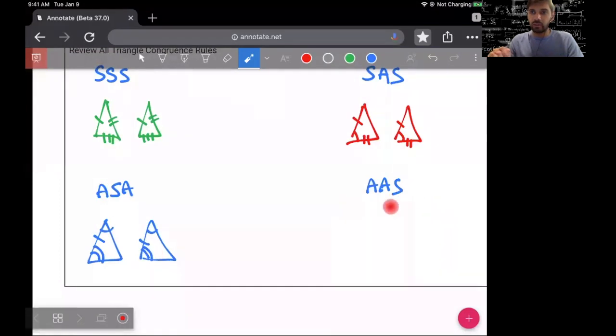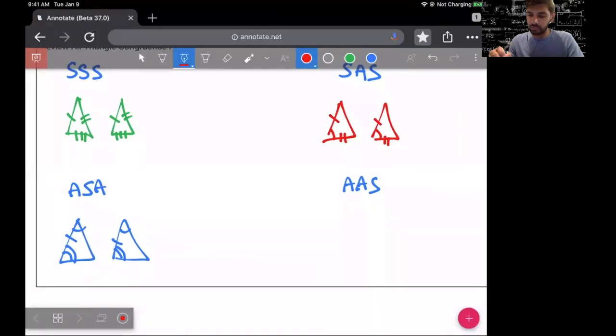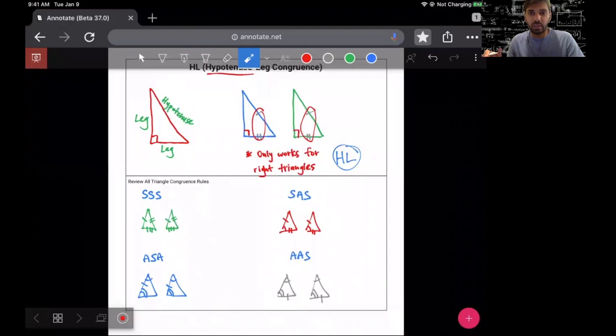And then you have angle, angle, side, which is a little bit different than the ones before. Angle, angle, and side. So it looks similar to angle, side, angle, except the side is not the side between the angles. It's one of the other two sides. It's down here. Okay, so this is a review of everything we've done the last couple of days. Today is just introducing HL.